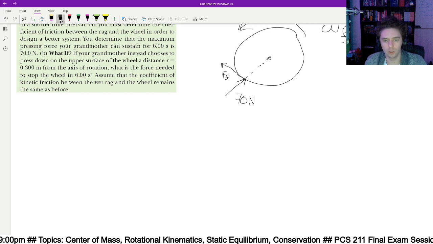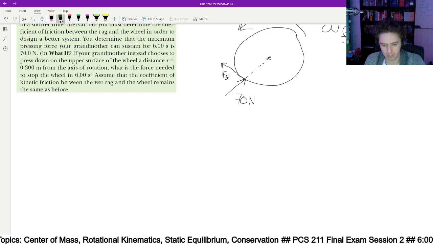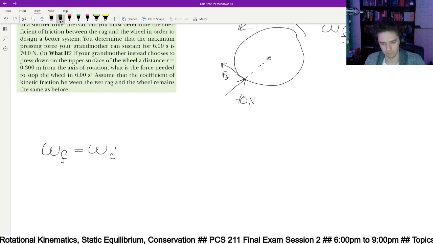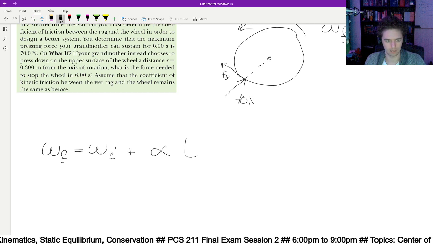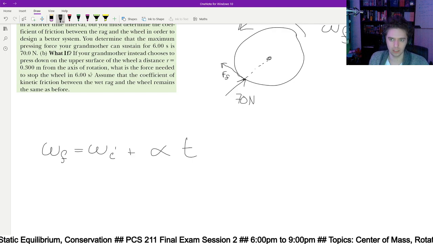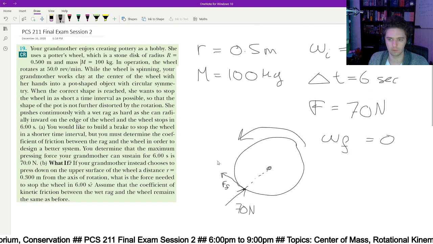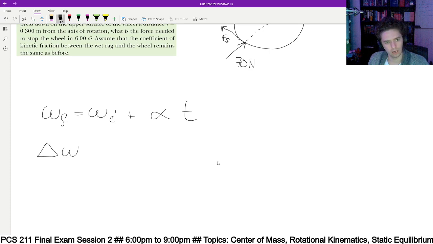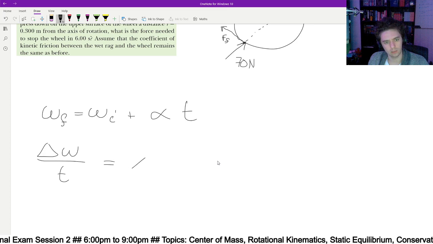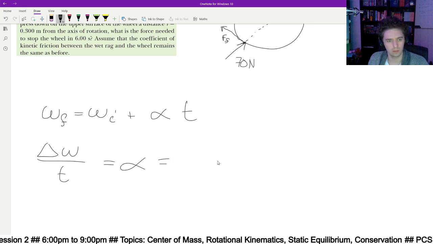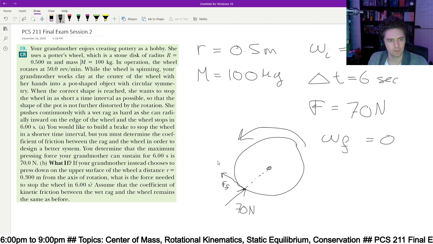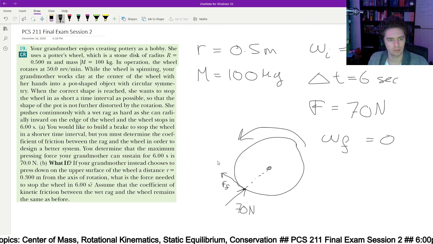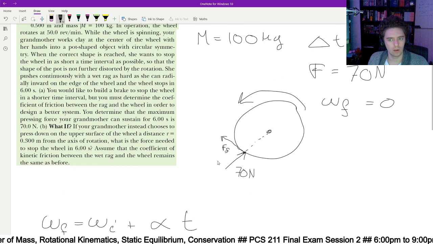Okay. So the formula that we're going to use for this is omega f equals omega i plus alpha t. We want the angular acceleration. We know everything here except for alpha. So I can say delta omega over t equals alpha, which is... Wait, do we need that? They gave us 50 revolutions per minute. So can't we just make it into rad per second? And that's the initial angular velocity?